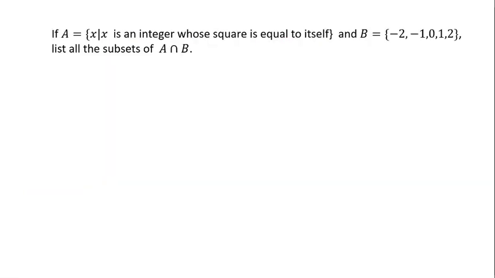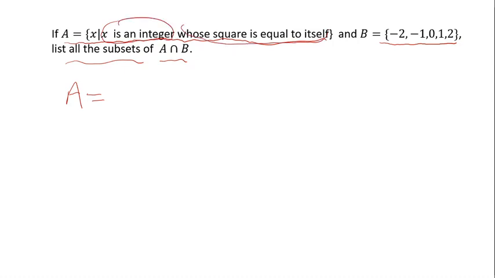Now let's look at this problem. If A is equal to the set of x's such that x is an integer whose square is equal to itself, and B is equal to {-2, -1, 0, 1, 2}, it says list all the subsets of A intersection B. First, let's find A. What is A? So what does this mean? x is an integer whose square is equal to itself.